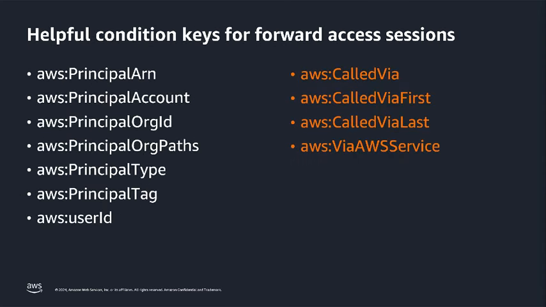If we look at the list of helpful condition keys for FAS requests, you can see that the same principal-centric condition keys here on the left that were useful for the other request patterns that we've talked about remain useful for FAS requests. In addition, we've talked about the via AWS service and called via condition keys that are added when a request is made using FAS. Here you can see there's also condition keys whose values specify the first service in that chain that we saw and the last service in that chain.